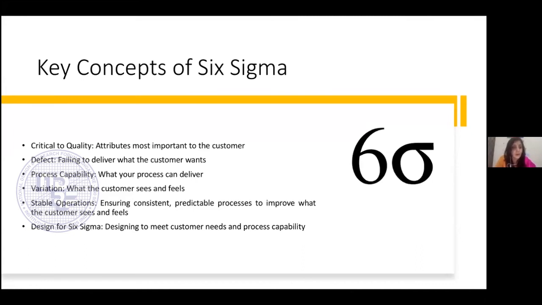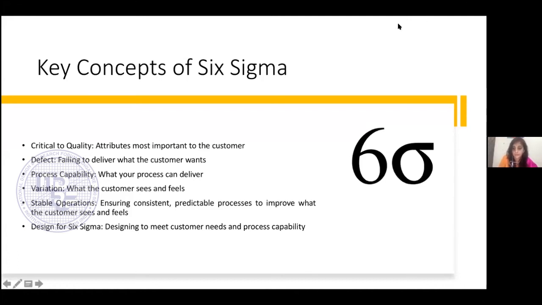Moving on, stable operations are about ensuring consistent, predictable processes to improve what the customer sees and feels. Further, it also talks about Design for Six Sigma. Six Sigma has a major component, which is Design for Six Sigma. Within it, there is a model that we use, which I mentioned earlier: define, measure, analyze, design, and verify. Here we are trying to rebuild a complete process or product from scratch, to re-engineer the process completely. That is when we go in for Design for Six Sigma.